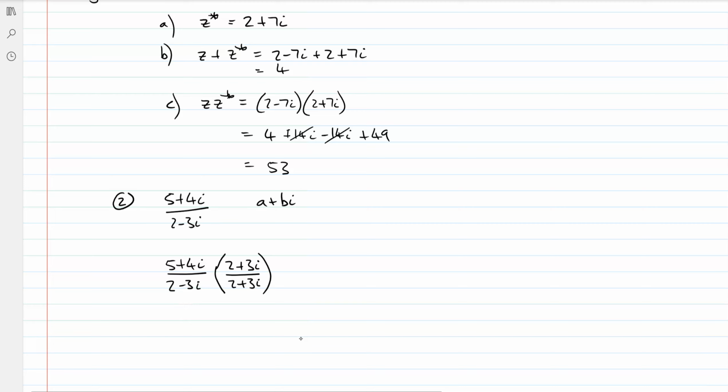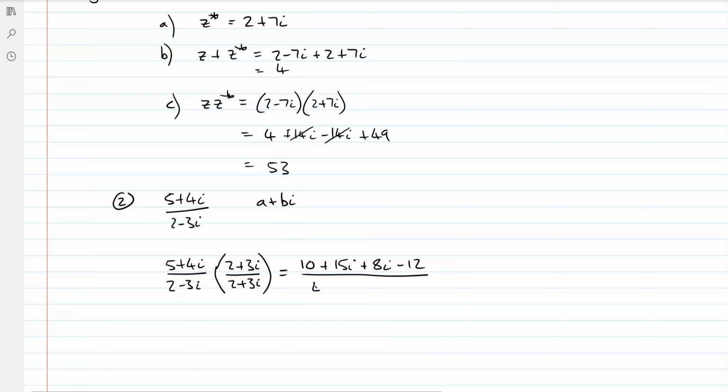So we're still timesing by 1, we're not changing the value, but this is going to change what it looks like. So on the top we're going to get 5 times 2, 5 times 3i, 4i times 2, and 4i times 3i. 4 3s are 12, so this is 12i squared, which is minus 12. Remember, i squared is minus 1.